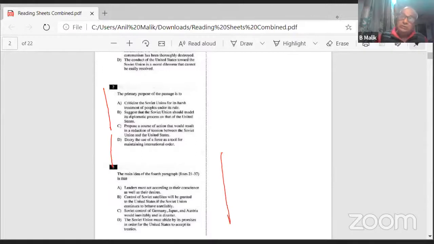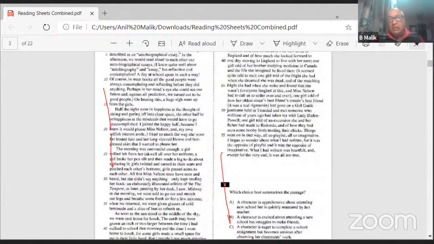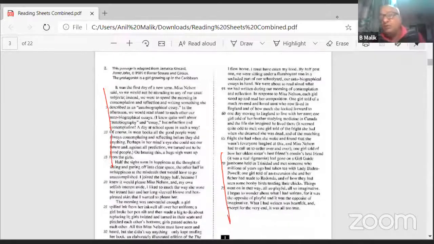Let's go to the next type of question. Now, there's one more thing before I go further. Sometimes you'll get a literature passage. This is an example of a literature passage, taken from a book called Annie John, written by Jamaica Kincaid. You have to believe me when I say this passage does not have a main idea.